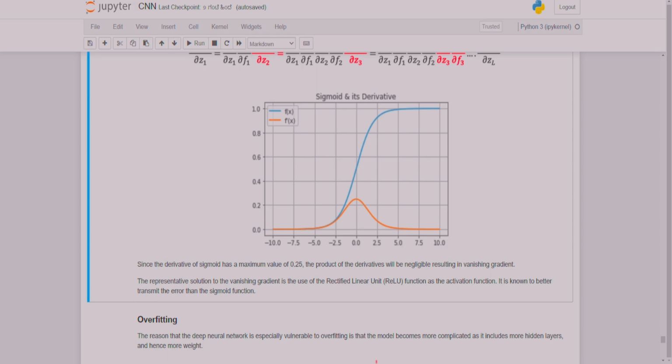Any doubt with whatever we were discussing so far? Sir, if we use tangent hyperbolic, then will this gradient vanishing occur or not? Yes, it will occur. In all the other activation functions, we have that problem because the derivative is much smaller than 1. As a result, it will keep on reducing.